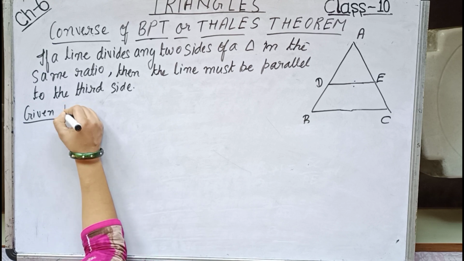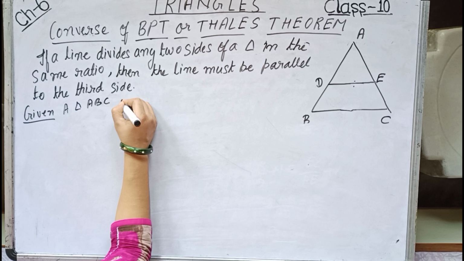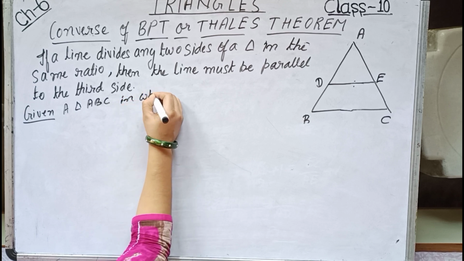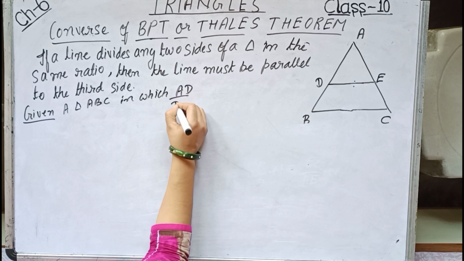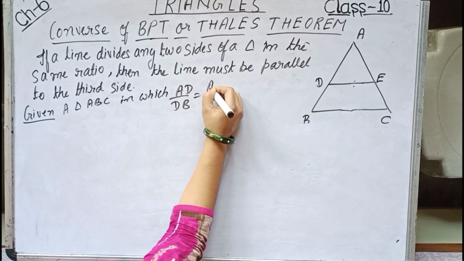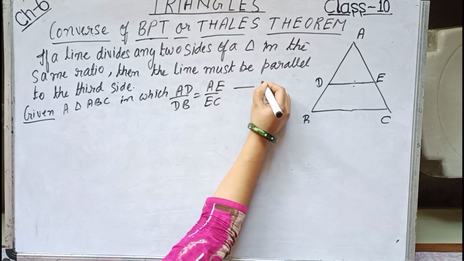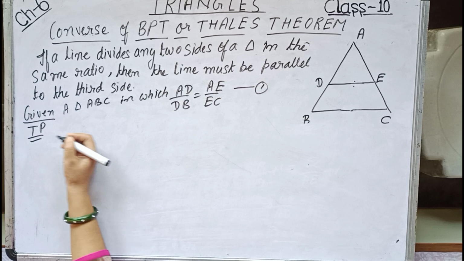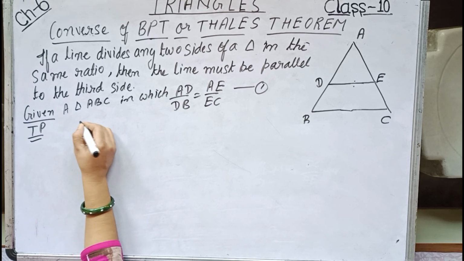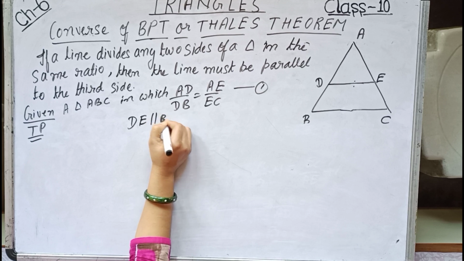So given a triangle ABC in which AD by DB equals AE by EC. Let us make it equation number 1. To prove: DE is parallel to BC.